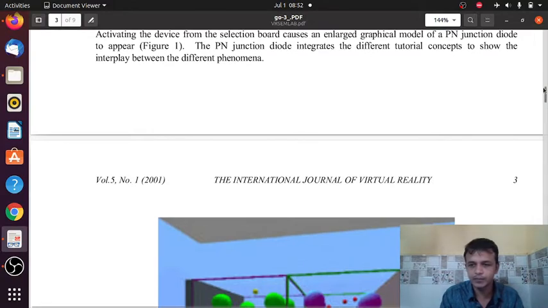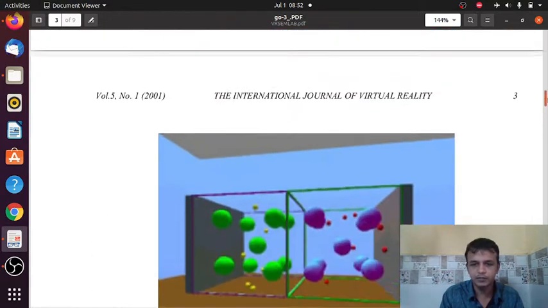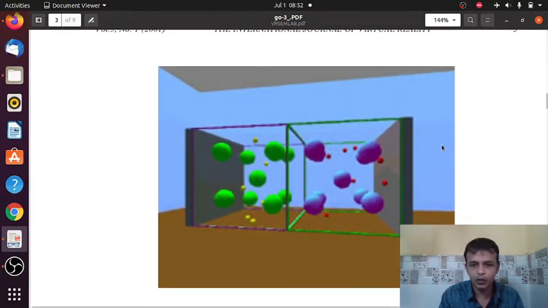So here this diagram shows a big hall in which a big semiconductor device, a PN junction diode, is there. But in this diagram it is not clearly mentioned which is N type and which is P type, but it is clearly mentioned through color differentiation that one is P type and another one is N type. The bigger bubbles indicate majority carriers and the smaller bubbles indicate minority carriers.